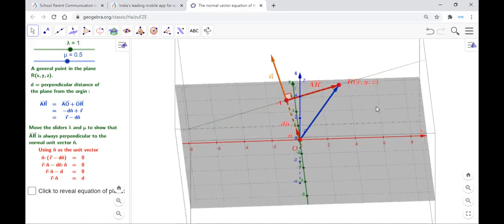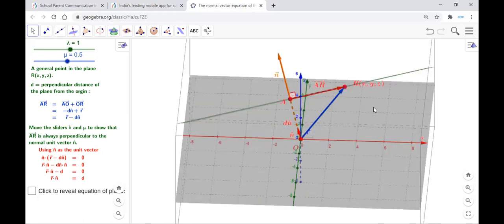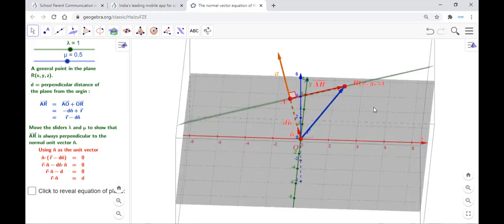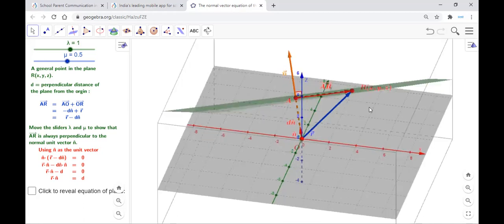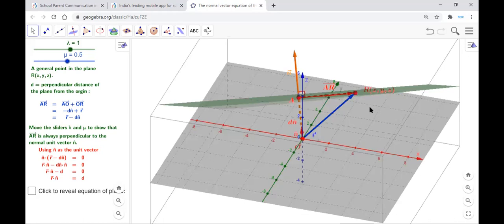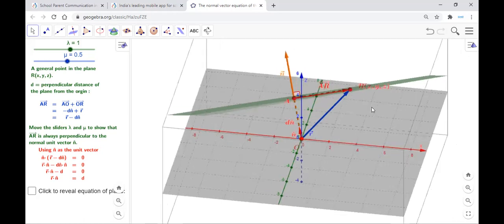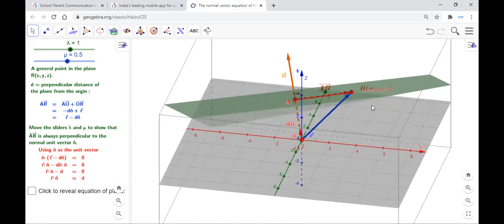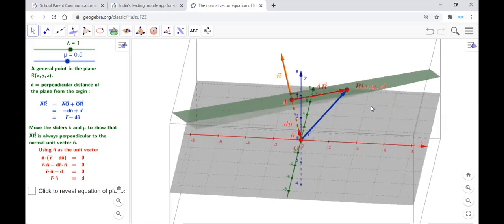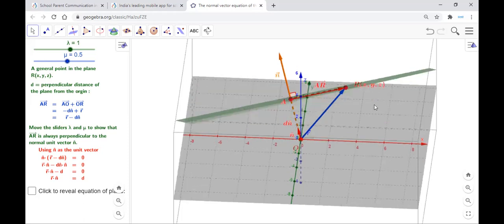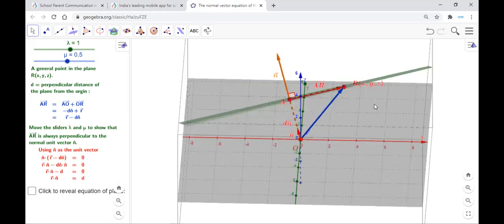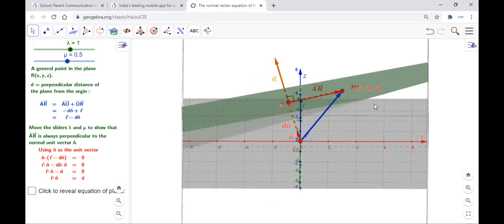Also, any point x, y, z, we are taking the position vector of any point x, y, z, that is r vector. You see on the plane r is a point here. x, y, z is any point, and A. The line joining any two points lies completely on the plane as per the definition of the plane. So you can see this.